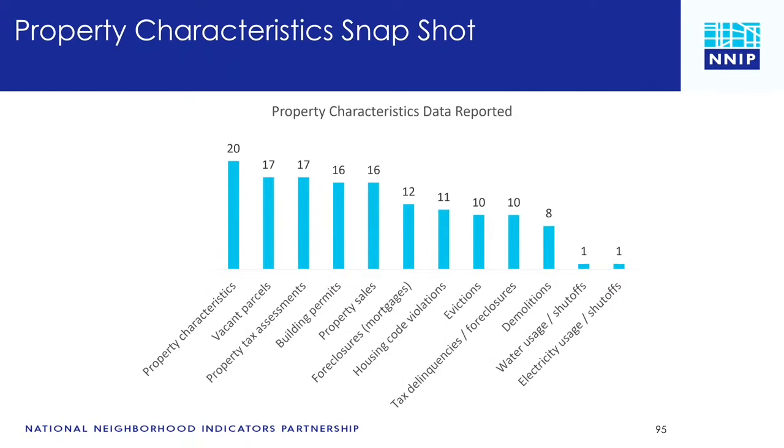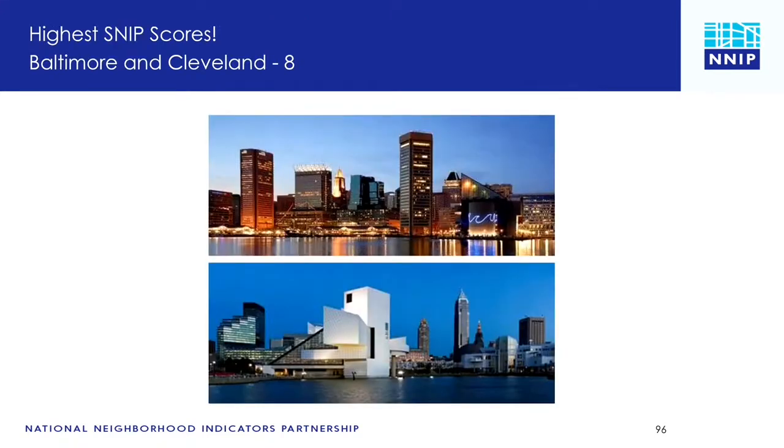And then zooming into the property characteristics, which 50% of partners reported for the specific things that the data inventory itself asks. So property characteristics being the highest, but then water usage and electricity usage at the end with just one partner, which made me think of Sarah's presentation yesterday about utility usage and that relationship with climate change and being able to map that on a neighborhood scale for mitigation and resiliency. So that is an area for possible expansion for partners. And then the highest SNIP scores this year were Baltimore and Cleveland, so congrats to you all.